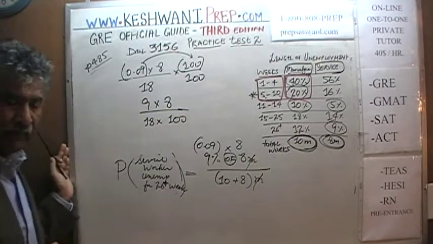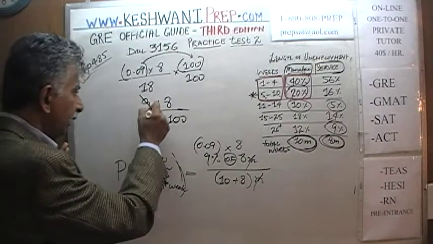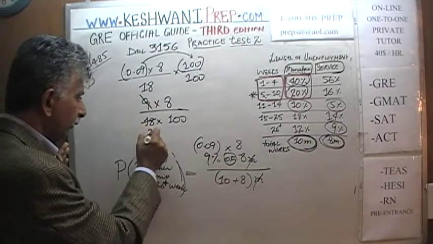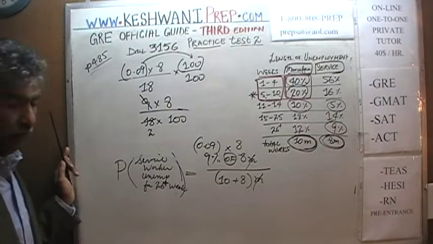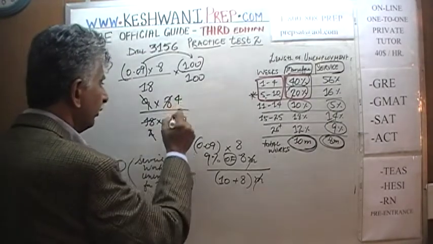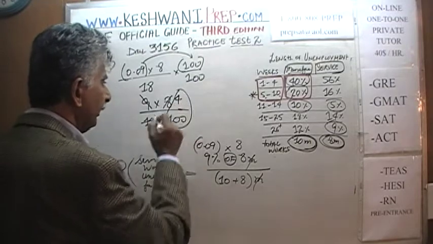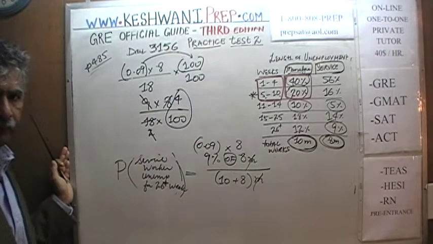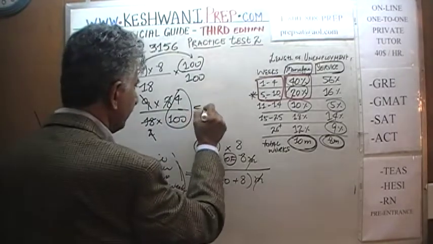Let's divide top and bottom by 9. If you divide top and bottom by 9, 9 will go away and 18 will become 2. So far so good? Let's divide top and bottom by 2. 2 will go away and 8 will become 4. There we go. We have the answer: 4 over 100. Well, 4 over 100 is 4%.